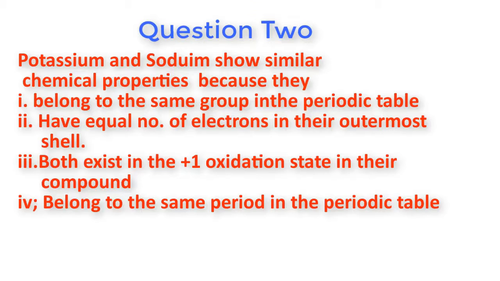Question number 2. Potassium and sodium show similar chemical properties because they 1. Belong to the same group in the periodic table. 2. Have equal number of electrons in their outermost shell. 3. Both exist in the +1 oxidation state in their compound. And 4. Belong to the same period in the periodic table.